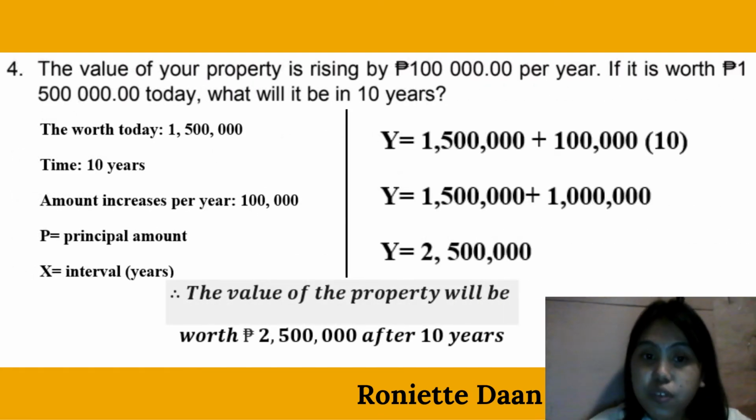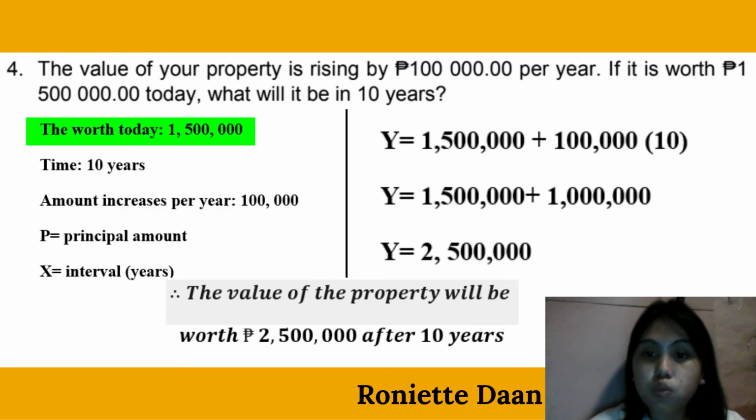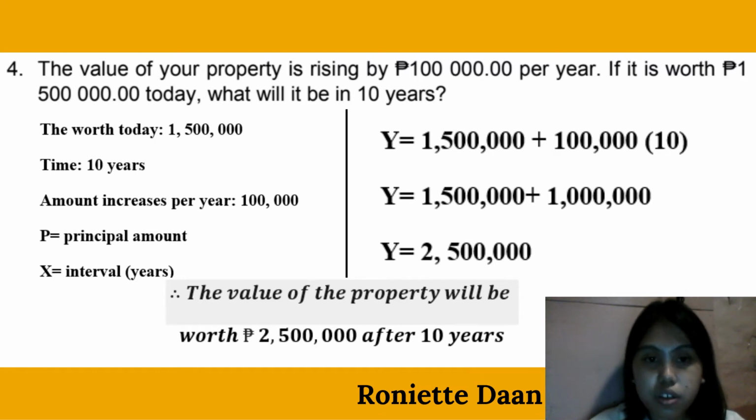In number 4, in this given problem, we're tasked to find the value of our property for the next 10 years. First, we identify that this given value is an exponential growth, where we recognize it as having an increase of value as time goes on. So let us find our values, where our rate is increasing 100,000 per year. Our principal amount is 1,500,000, and let our x be the number of years or interval. In order to find the total value of our property, let's have this formula first. The principal amount plus the product of x or interval and the rate of our money increasing per year.